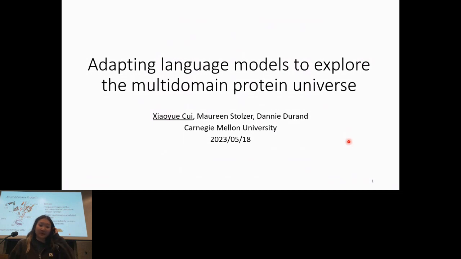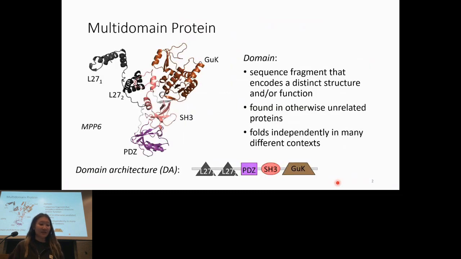So what are multidomain proteins? These are mosaics of sequence segments that encode functional or structural units called domains. Domains are found in otherwise unrelated proteins, and they can fold independently in many different contexts. In this example, protein MPP6, there are 5 domains, and they each fold independently here.